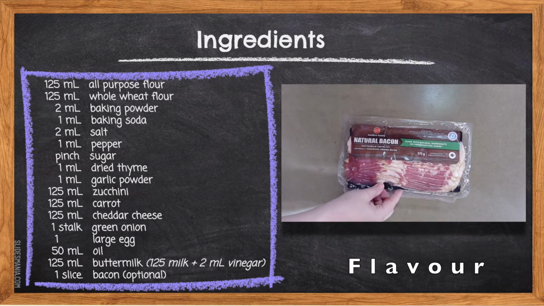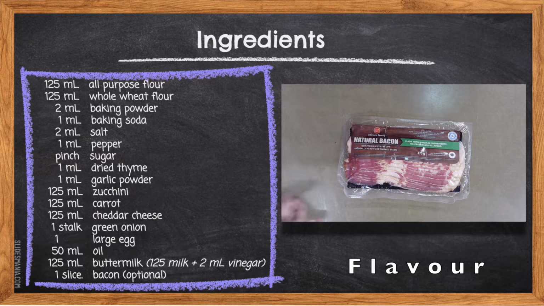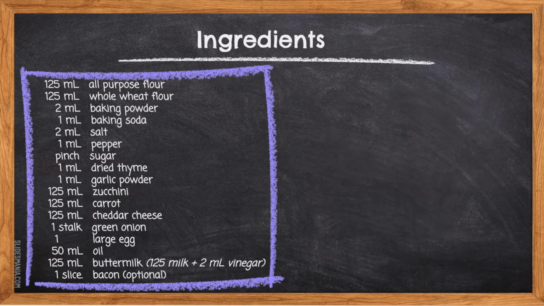1 slice of bacon. This ingredient is optional. It will not only add a smoky flavor to your muffin, but also some extra protein to its nutrition profile. These are all the ingredients you need to make the zucchini carrot cheddar bacon muffins.